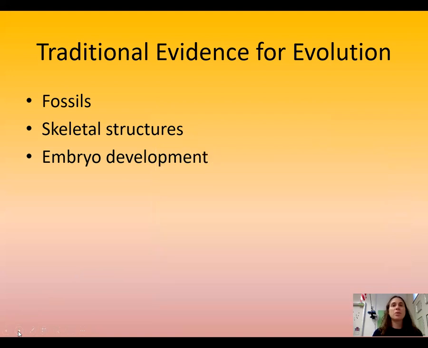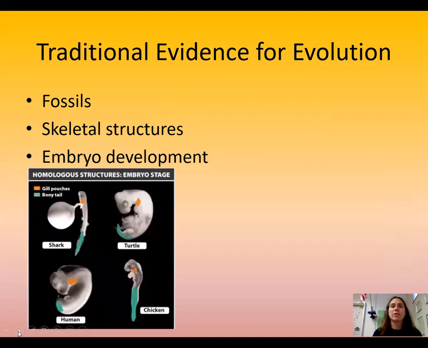And then the last piece that we used was embryo development. So here's a picture of different embryos in their various stages of development. And we can see the shark, the turtle, the chicken, the human. They all have a bony tail region, and they all have gill pouches at some stage in their embryological development. Now, we know humans aren't born with tails and gills, right?